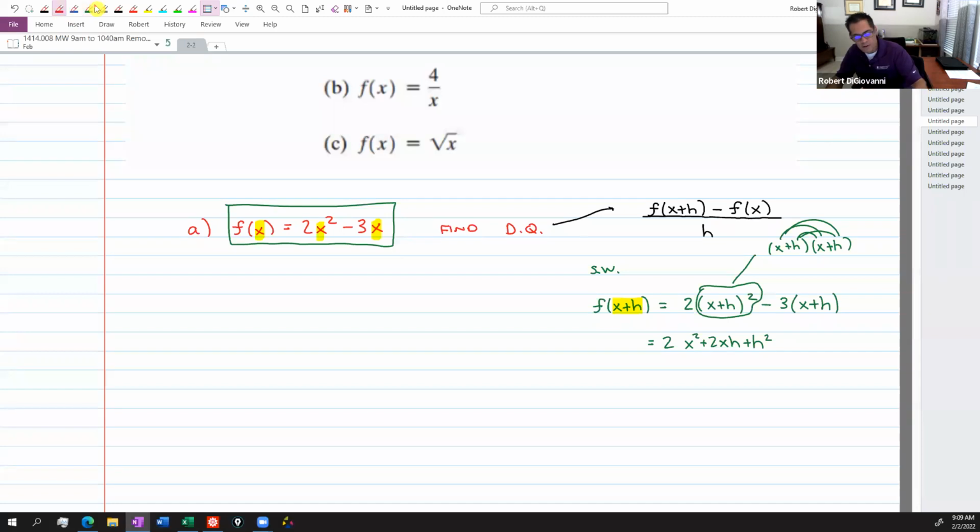But very important, the 2 must distribute through to that. So everything that we squared here in red became this stuff in parentheses, and the 2 needs to multiply through. And then we can distribute the negative 3 through. We still have minus 3x minus 3h. And the last thing I'm going to do is distribute the 2 through.